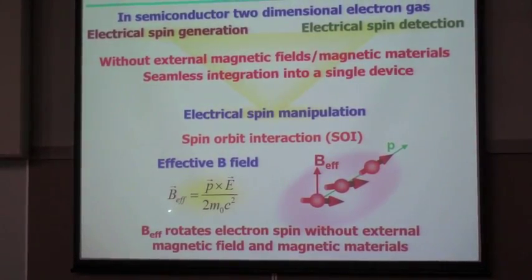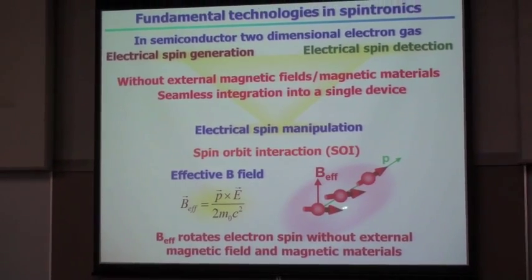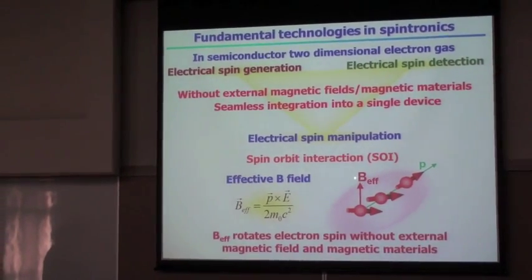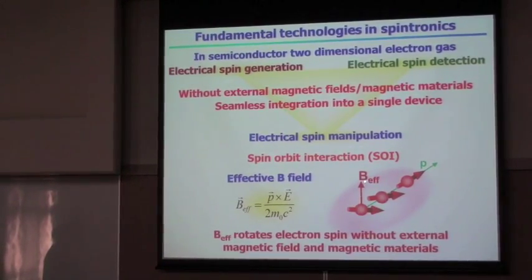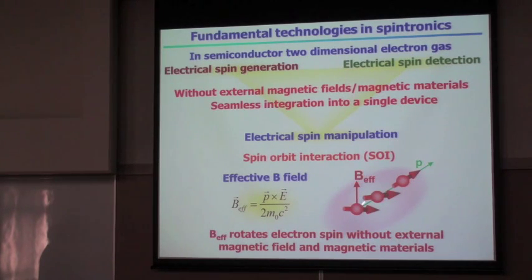So to realize this, we focus on the spin-orbit interaction, because the spin-orbit interaction induces an effective magnetic field. That means when the electron is moving in one direction, the electron spin feels the effective magnetic field perpendicular to the spin direction.